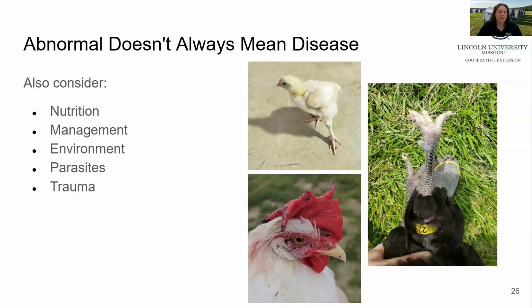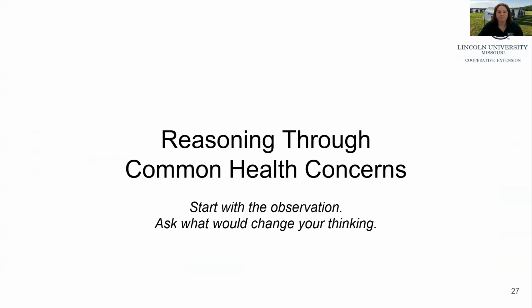So again, our goal here isn't to jump to a diagnosis from a clinical sign. We have to take all of these factors into consideration as potential causes, and we might be dealing with multiple factors that are working together. So our ultimate goal is to recognize the abnormality and then understand the context and start asking what could explain what we're seeing and what additional information would help us sort through those possibilities. And that's what we're going to work through next.